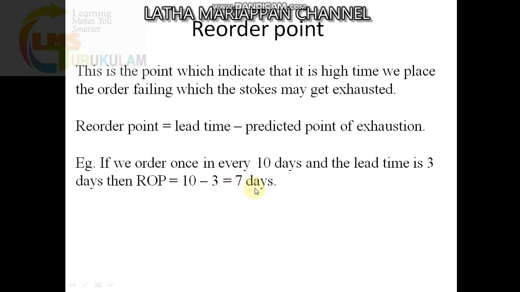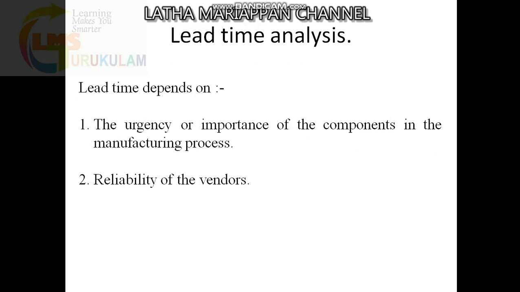So on the 7th day you have to reorder your product, so it will reach the company on the 10th day. Okay, so the reorder point is lead time minus predicted point of exhaustion time, so it is called a reorder point. Okay, the next is lead time analysis. So lead time depends on the urgency or importance of the components in the manufacturing process.